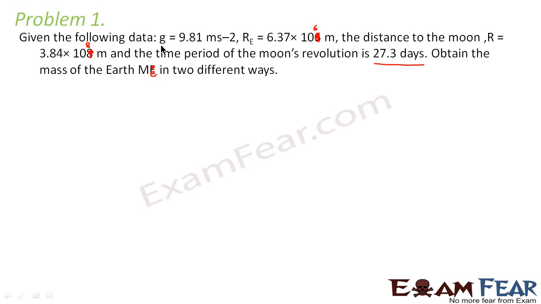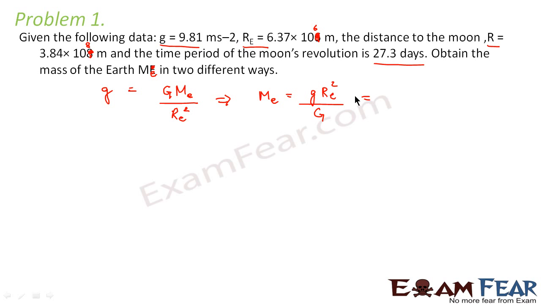So we are given the value of g, R_e, and r, that is the distance to the moon, and also the time period of the moon's revolution. So we have to calculate the value of the mass of the earth. So let us start. We know that the acceleration due to gravity g is equal to G M_e divided by R_e square, right? So we can say that M_e is equal to g into R_e square divided by capital G.